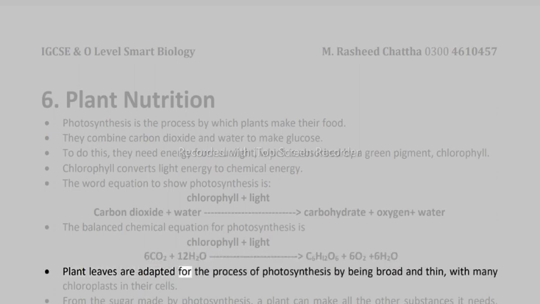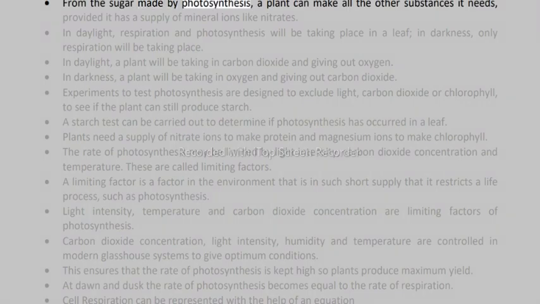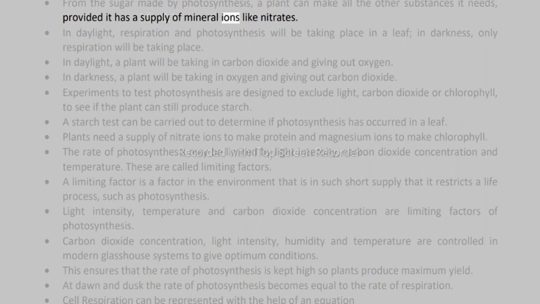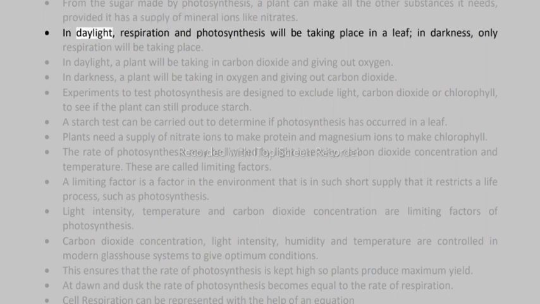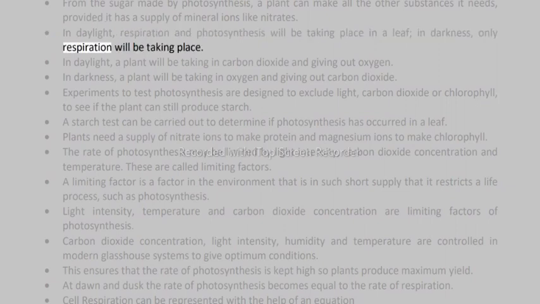Plant leaves are adapted for the process of photosynthesis by being broad and thin, with many chloroplasts in their cells. From the sugar made by photosynthesis, a plant can make all the other substances it needs, provided it has a supply of mineral ions like nitrates. In daylight, respiration and photosynthesis will be taking place in a leaf. In darkness, only respiration will be taking place. In daylight, a plant will be taking in carbon dioxide and giving out oxygen. In darkness, a plant will be taking in oxygen and giving out carbon dioxide.